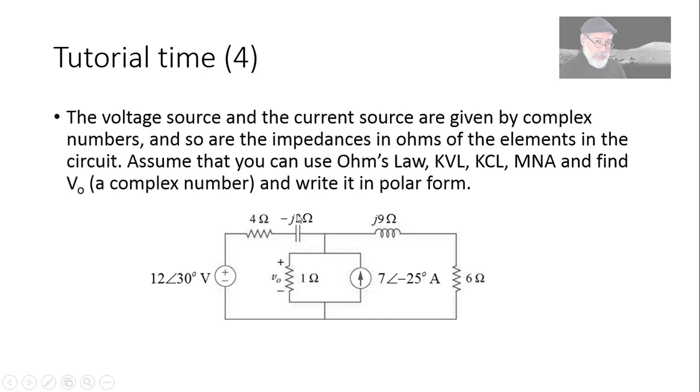The question is, the voltage source and the current source are given by complex numbers, and the impedances in ohms of the elements are also given as complex numbers. Assume that you can use Ohm's law, KVL, KCL, and find V0 as a complex number and write it in polar form. This V0, the voltage in this resistor.